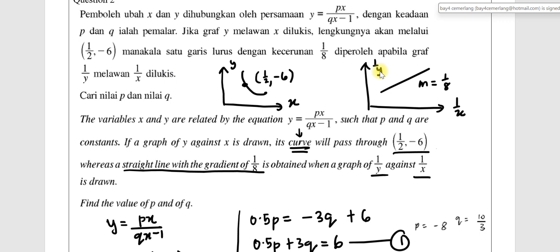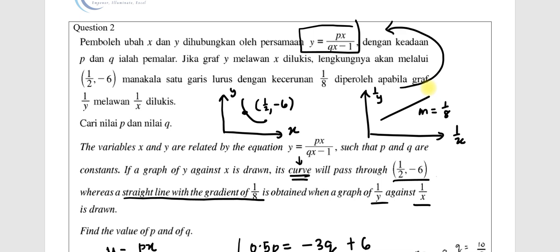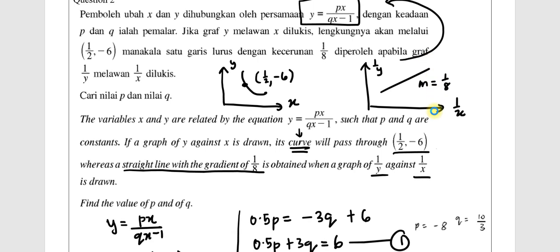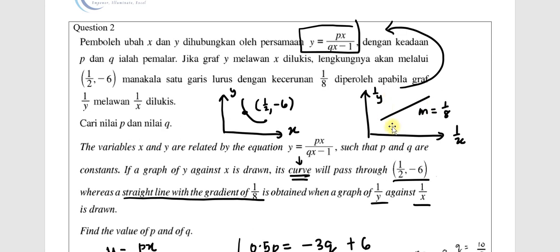Now for the non-linear, they already give you 1 over y, 1 over x, and gradient also 1 over 8. We already have the y equation, correct or not? So convert the linear to non-linear and see. Maybe we can create another equation, then solve it simultaneously. But then the problem is the second graph, the linear graph, we don't know what is the y-intercept. We don't know what is the y-intercept. So that's the problem now.